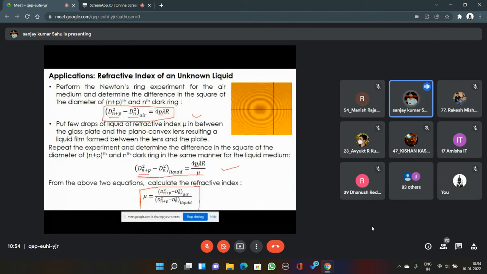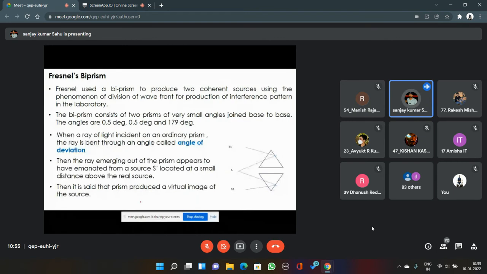So let's move to another interference experiment, which is called the Fresnel biprism experiment. This is an experimental demonstration of interference, where we obtain two coherent sources by the method of division of wavefront. This is the method where we generate two sources by division of wavefront. How do we do that?